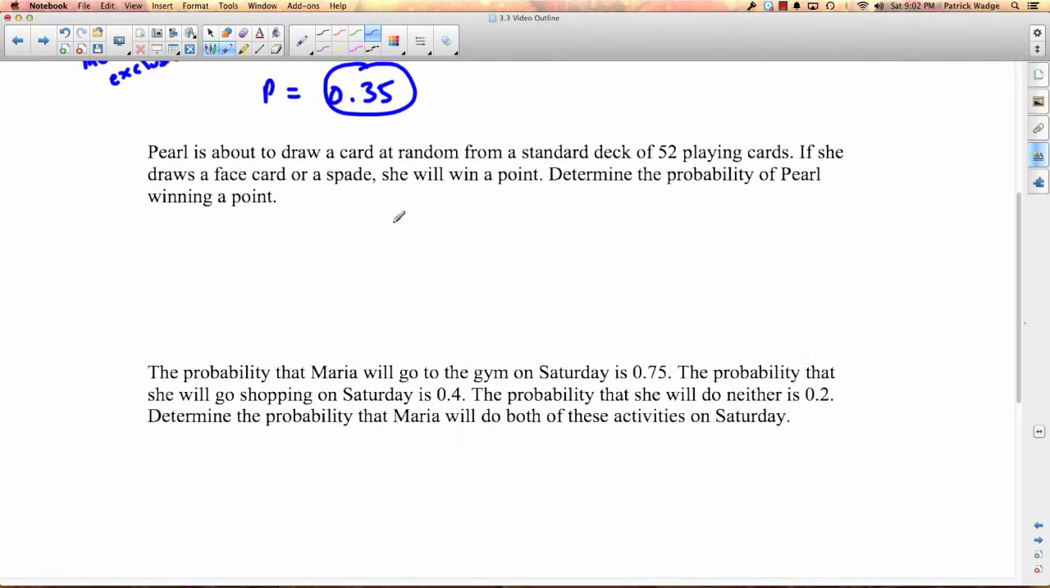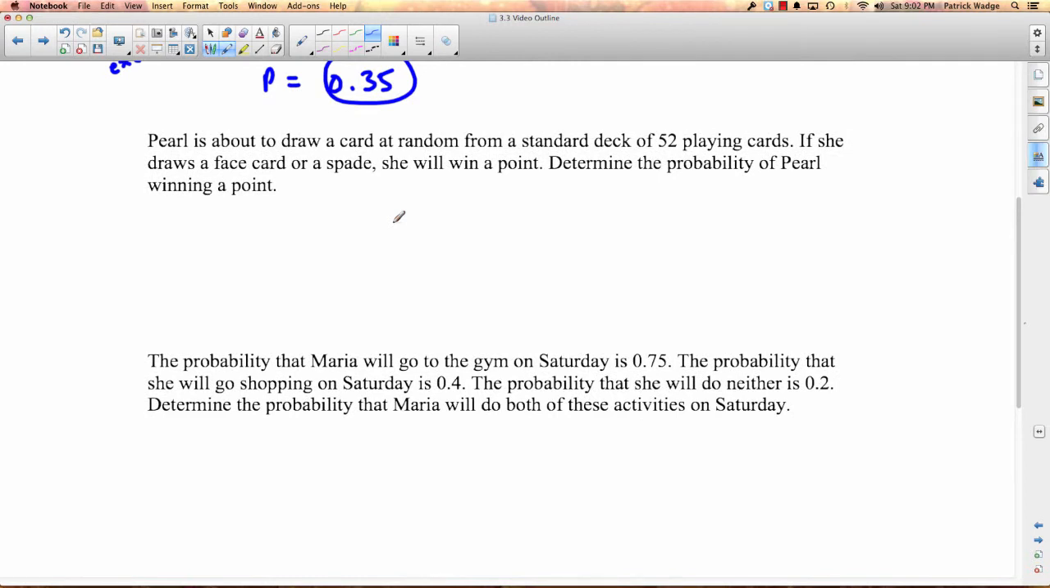Pearl's about to draw a card at random from a standard deck of 52 playing cards. If she draws a face card or spade, she will win a point. Determine the probability of Pearl winning a point. So are these two things mutually exclusive? Face card and a spade. Can something be a face card and a spade? Yes, it can. So this is not mutually exclusive. So that means we have to use the other formula.